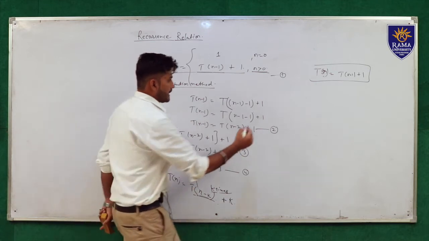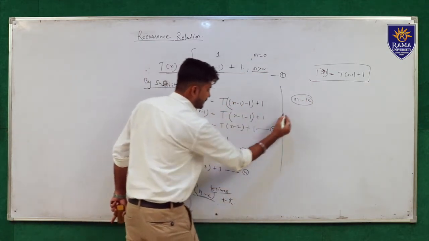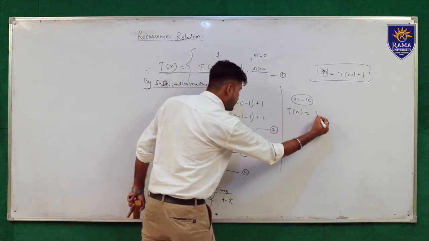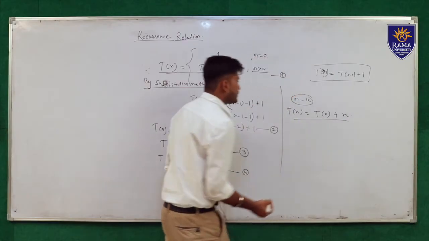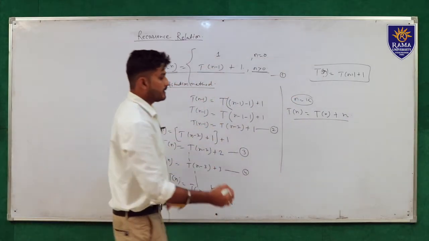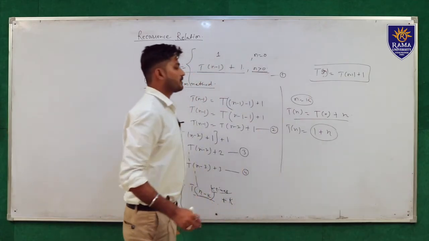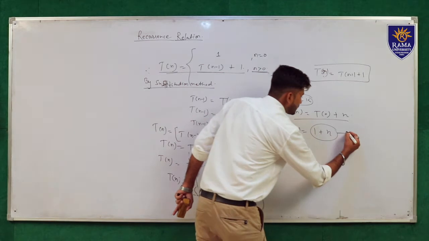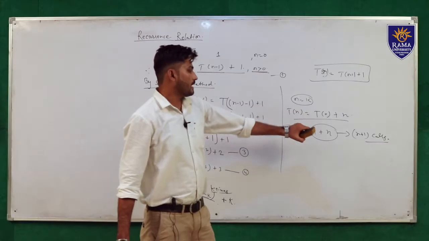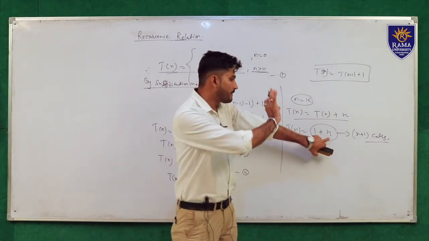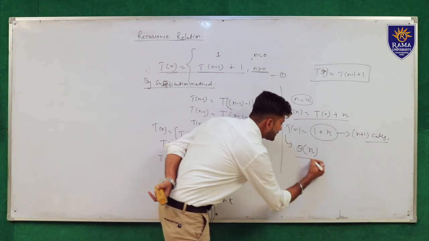So assume that n equals k, put it here, then the equation becomes Tn equals T of 0 plus n. T of 0 is 1. So Tn is equal to 1 plus n. How many calls? N plus 1 calls when we pass the value n in the given function, and this is order of, or theta of n. This is the linear equation.